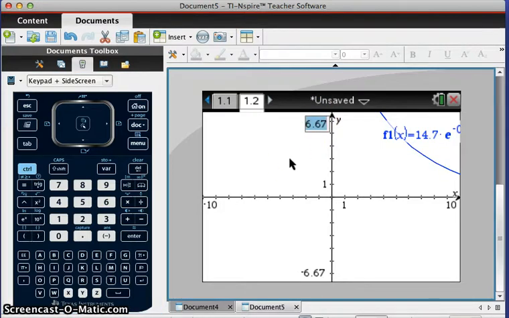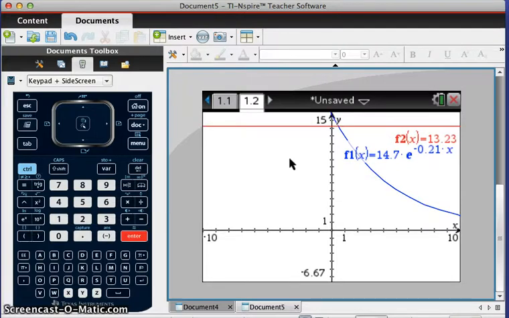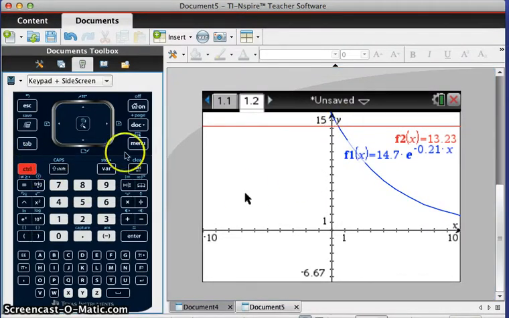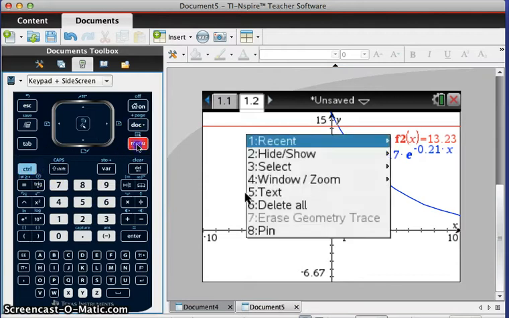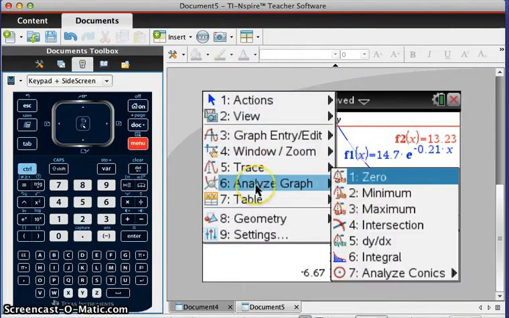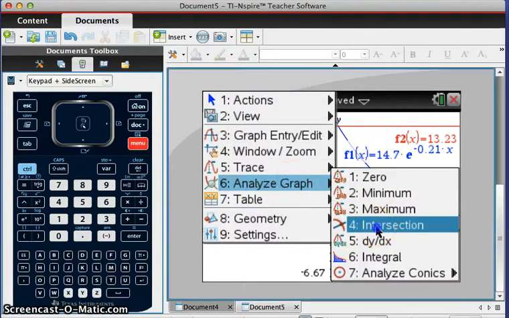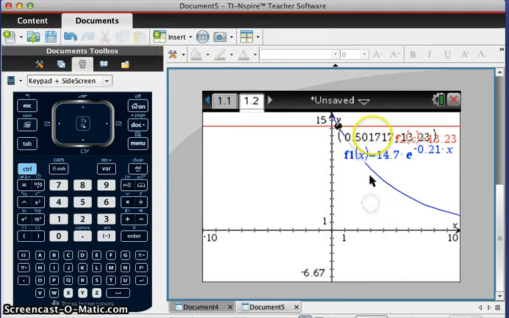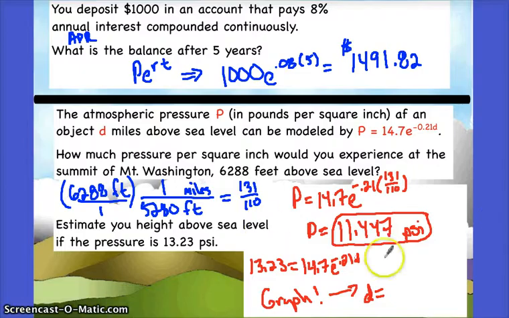And if 13.23 is what we want to reach, I should go to at least probably about 15. You'll notice there's my crossing point right there, my intersection point. So menu, analyze graph, intersect. And if I go left bound, right bound, we will find out that at about 0.502, and remember that we are technically operating in miles, we will end up reaching that pressure.